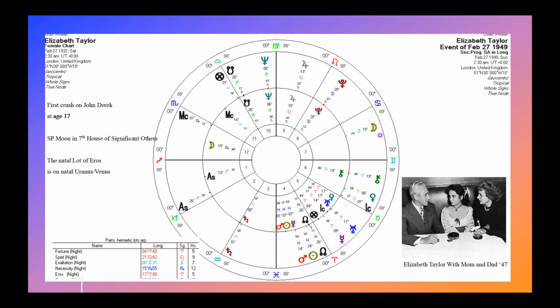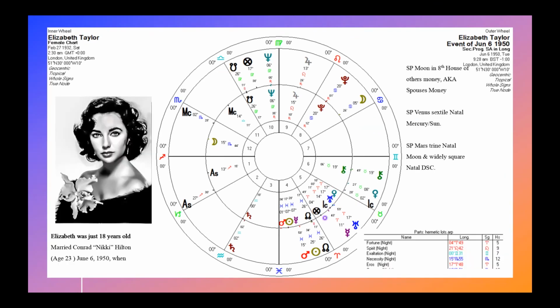Her second progressed moon is in her 7th house of significant others. The natal lot of Eros is on natal Uranus and Venus, and that's a picture of her mom and dad. At just 18 years old, so this would have been the 18th day kind of energy, she married Conrad Hilton. The second progressed moon is in the 8th house of other people's money, aka the spouse's money.